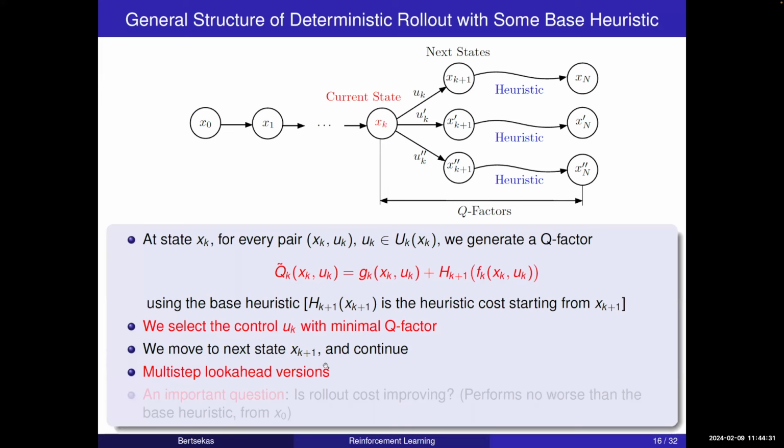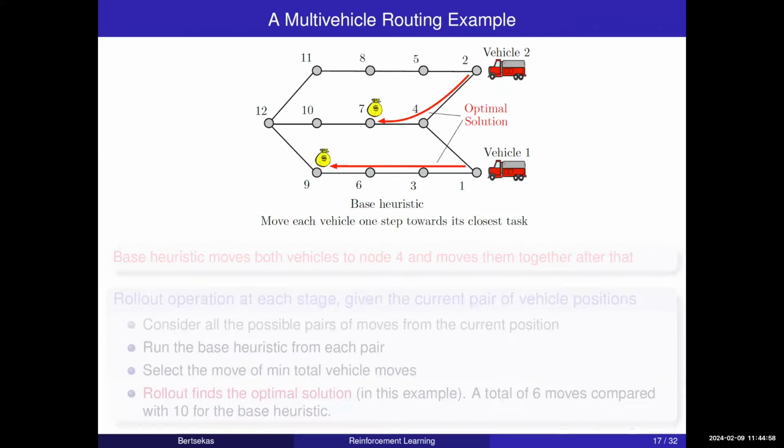But an important question is: is rollout cost improving, in the sense that it's going to perform no worse than the base policy? The base policy could be anything you could think of. It could be something stupid. It could be something random. And we want to know what conditions we need to impose on the base policy so that we can guarantee that rollout at the very least is going to perform no worse than the base policy. So that's what we're going to talk about next. Actually, not. We're going to talk about another combinatorial example before we move on.